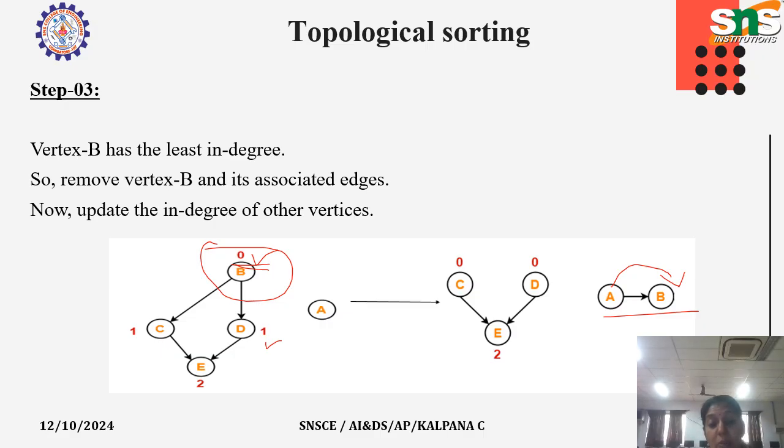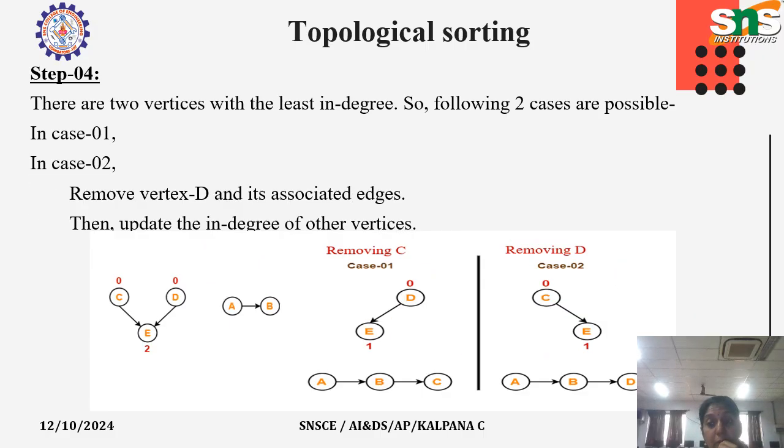When I remove this B vertex, what happens? Both edges, to C and D, will be removed. So my final graph will be like this: C, D, E. I have to calculate the in degree again, and see which vertex has the least in degree. Here this is my resultant graph now, C, D and E. C has 0 and D has 0 in degree.